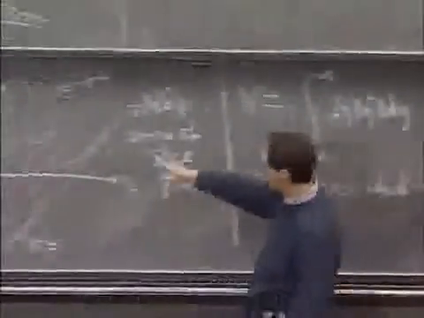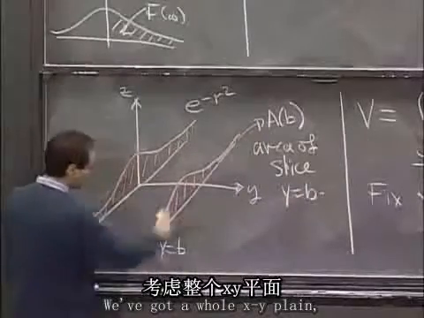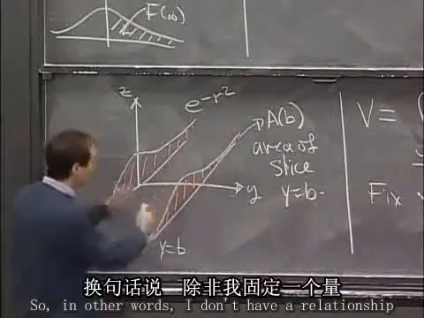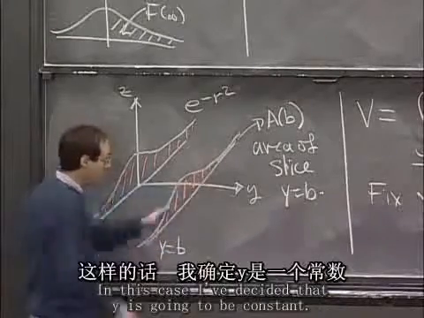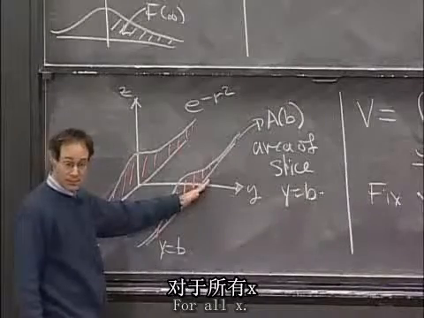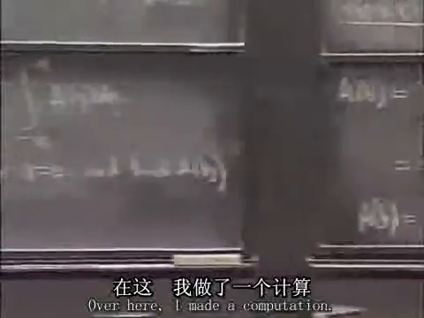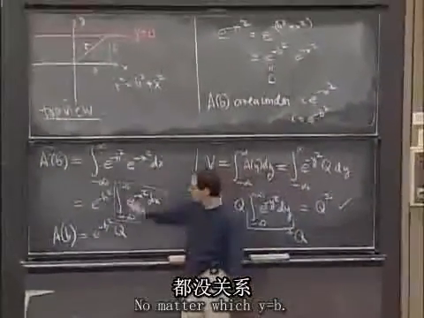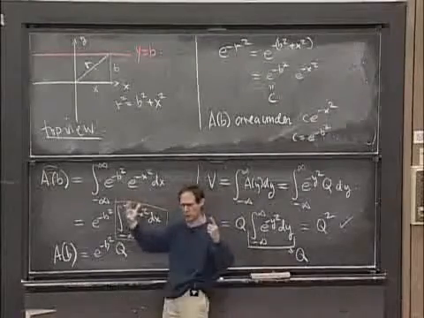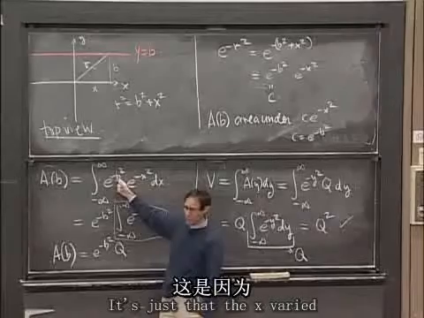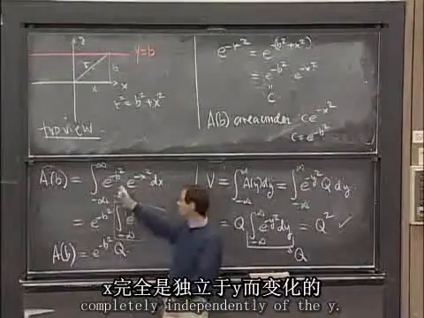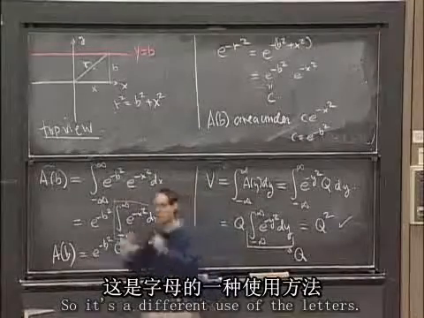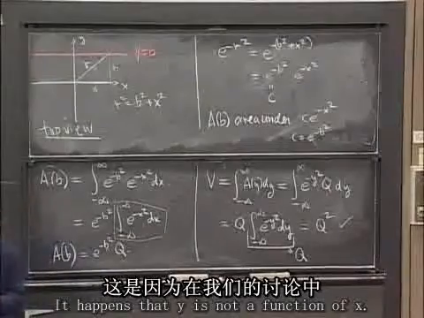Now let me show you where on this picture the x and the y are. We've got a whole xy plane, and here I'm fixing y equals b. Y isn't varying, whereas x is changing. So in other words, I don't have a relationship between x and y unless I fix it. In this case, I've decided that y is going to be constant for all x. Over here, I made a computation, and I have a q, which is just a single number. No matter which b I took, it didn't matter, no matter which y equals b. Of course, I changed the name to b so that it wouldn't be so jarring to you. But in fact, this b was y all along. It's just that the x varied completely independently of the y. I could fix the y and vary the x. I could fix the x and vary the y. So it's a different use of the letters from what you're used to. It happens that y is not a function of x in this case.